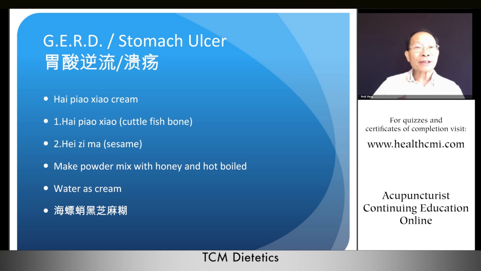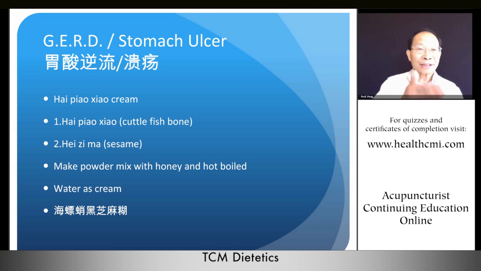In the traditional way, we say the hai piao xiao belongs to the Asian category. But if we use a modern idea to take a look, what is hai piao xiao then? Hai piao xiao is basically like calcium carbonate or something very similar to baking soda. But it's more like dietetic food, so it won't cause chemical or too many of those kinds of problems. So then we can make a recommendation.